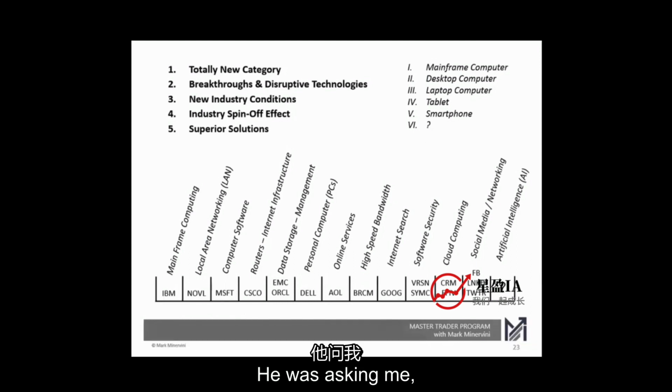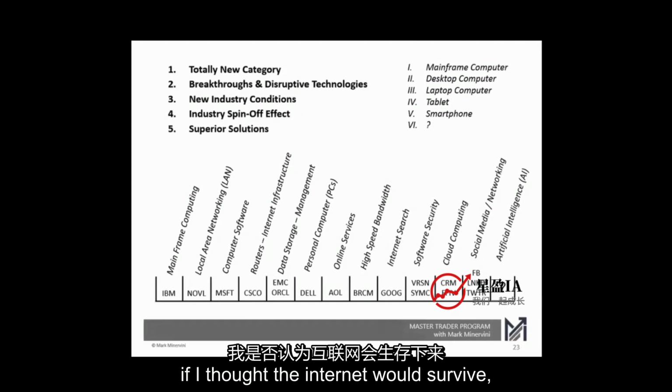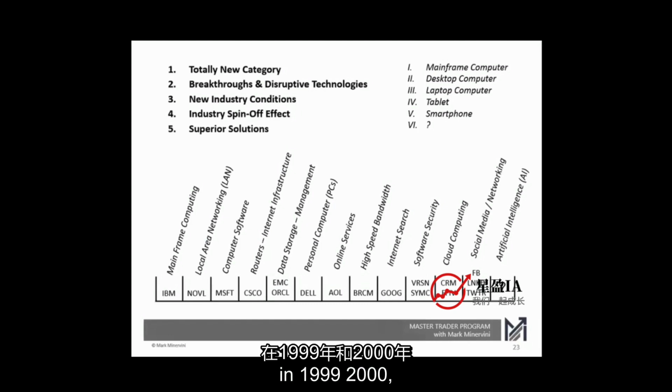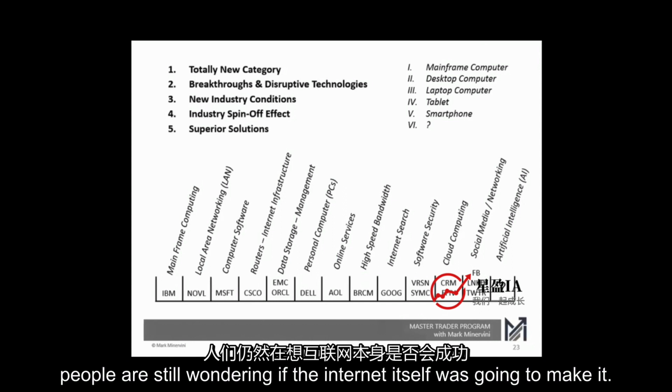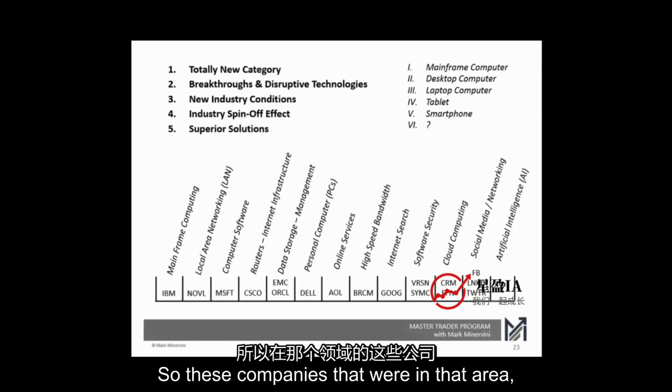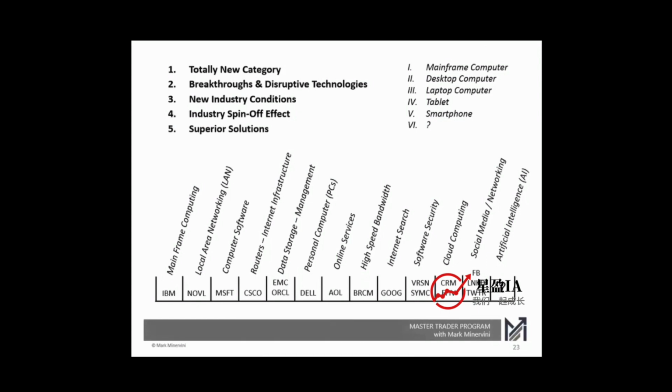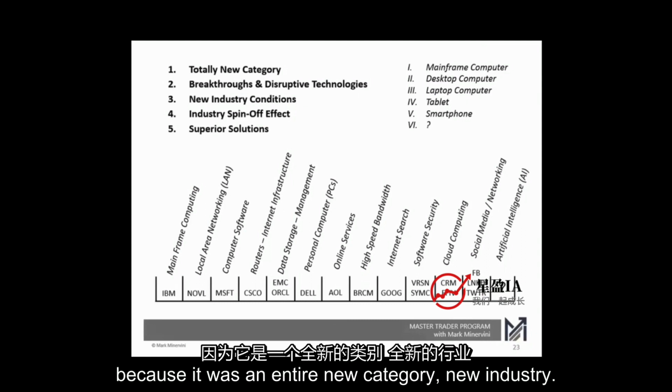And he was asking me if I thought the internet would survive. Like in 1999, 2000, people were still wondering if the internet itself was going to make it. So, these companies that were in that area, it was a scary thing because it was an entire new category, new industry.